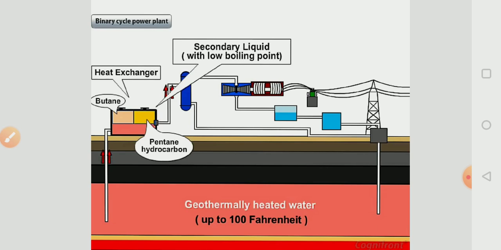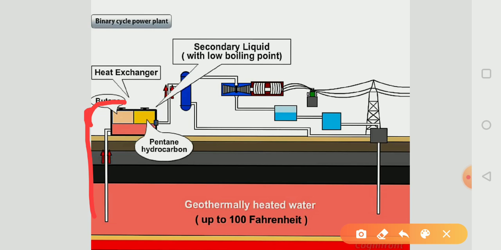Here this is used when the geothermal resource is at a lower temperature, up to 100 Fahrenheit. Here hot water at first passes to the heat exchanger, and the secondary liquid with the lower boiling point, such as butane or pentane hydrocarbon, is mixed with this hot water.